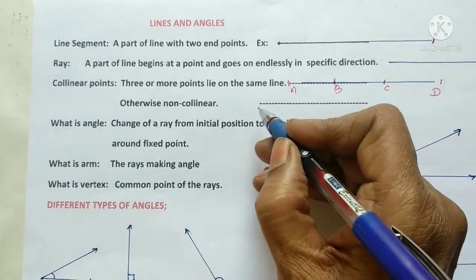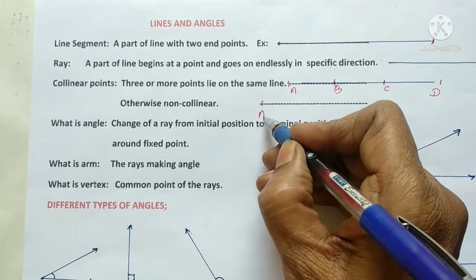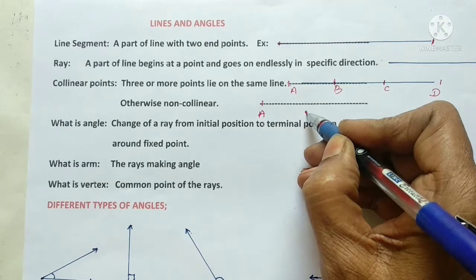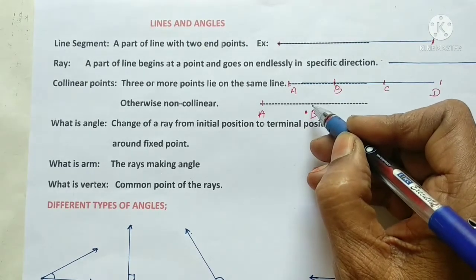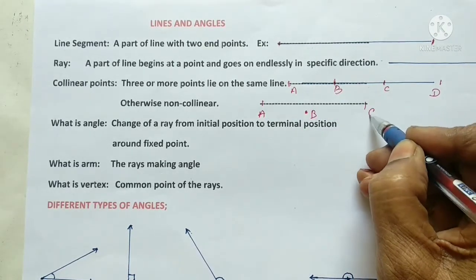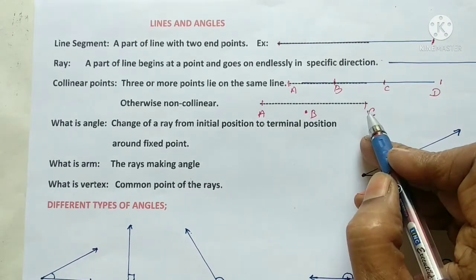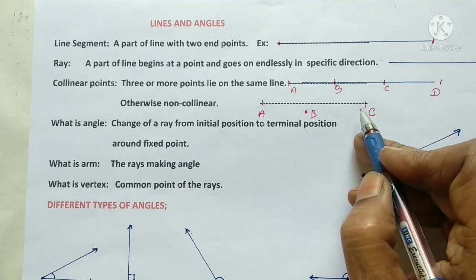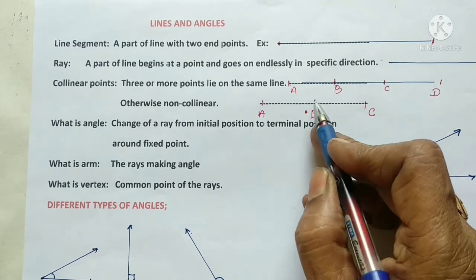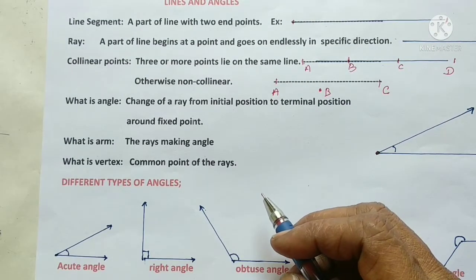What is non-collinear? If one of the points is not on the line, say this is B, B is not on the line, C is on the line. So these 3 points, A, B, C, are not collinear because the point B is not on the line. Okay. What is an angle?